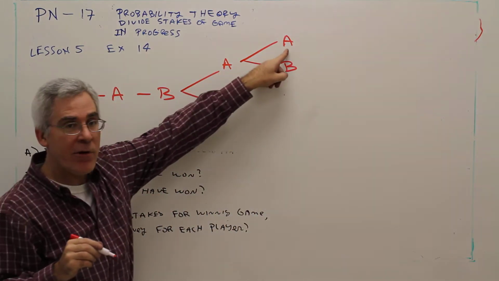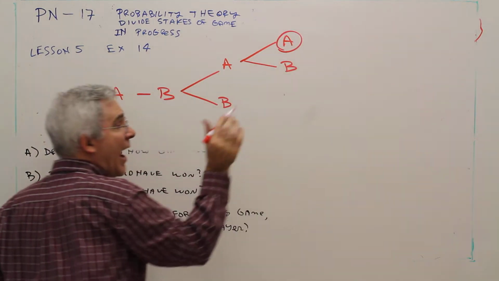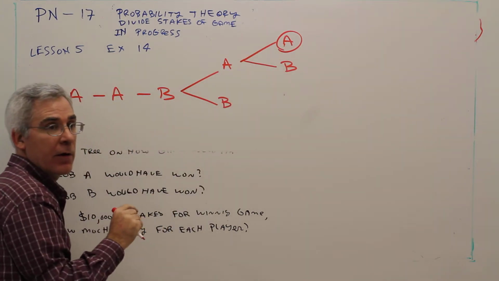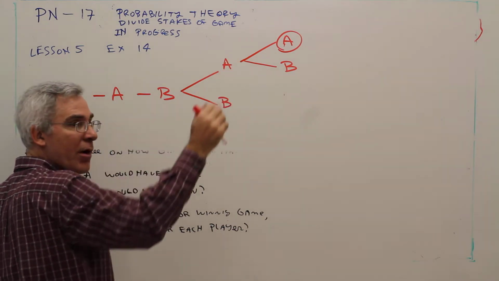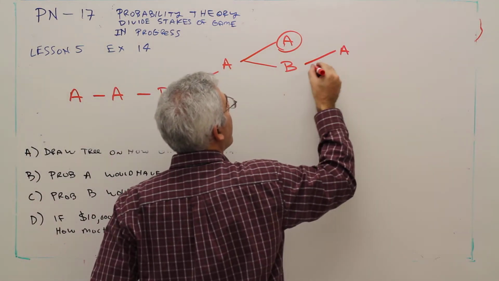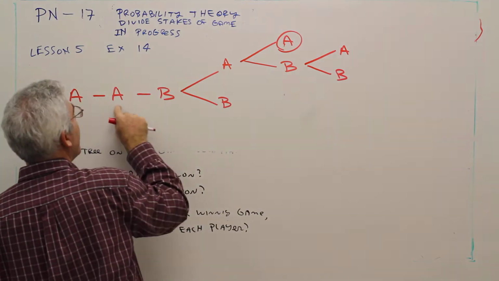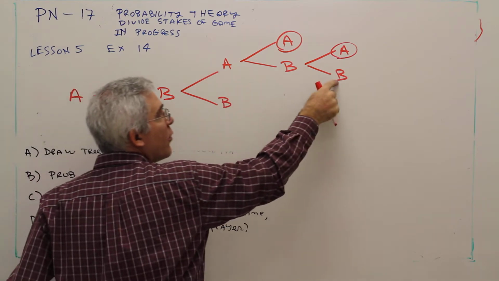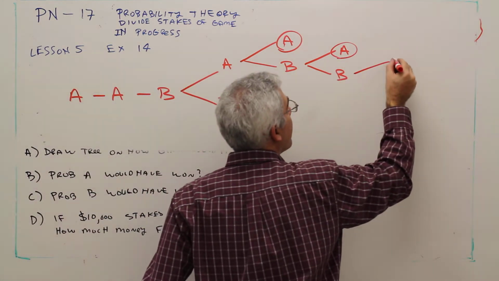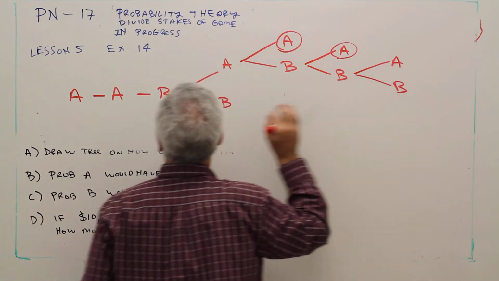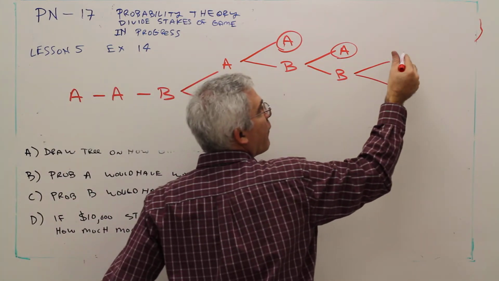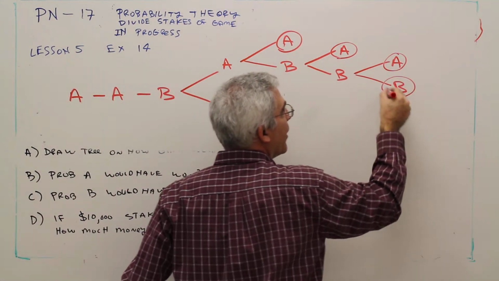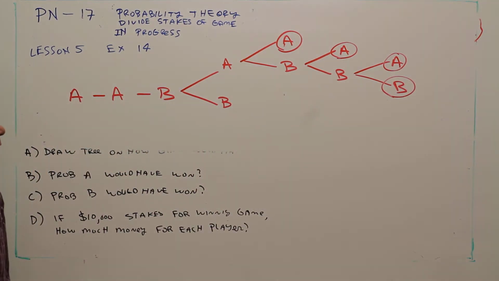All right, over here I'm gonna circle it, which means stop. A's already won 4 points: 1, 2, 3, 4. Over here, B's only won 2, I'm gonna branch more. 1, 2, 3, 4 for A, that's a stopper. 1, 2, 3 for B, let's continue on. 1, 2, 3, 4 for A. 1, 2, 3, 4 for B. So I'm circling the stoppers.